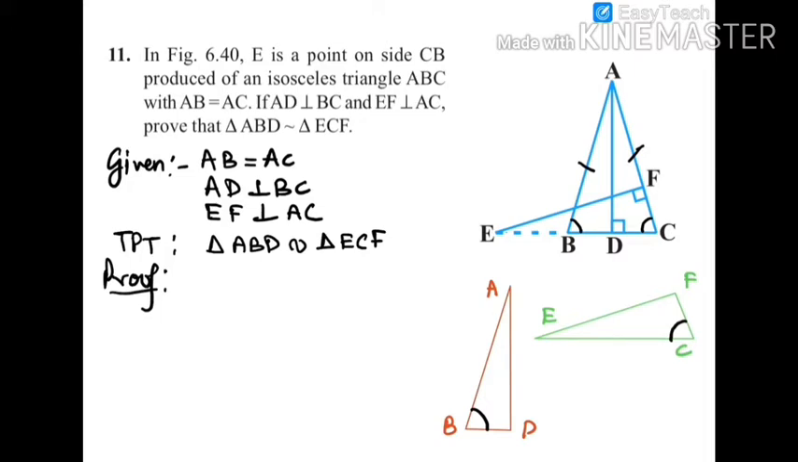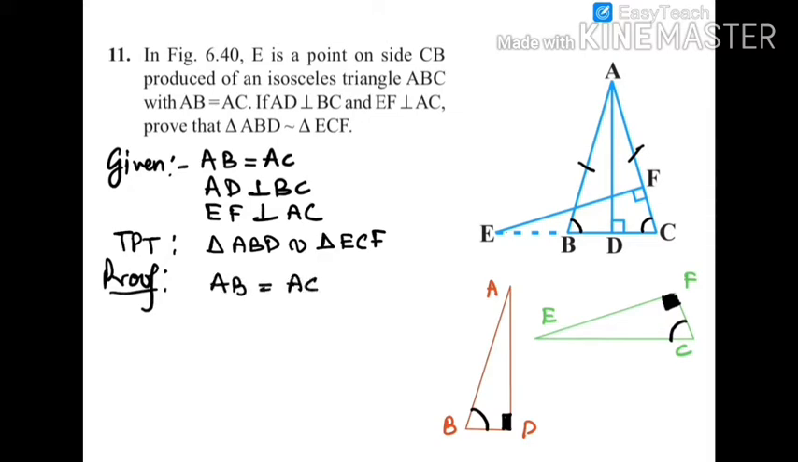Now AD is perpendicular to BC, so this angle is 90. Similarly, EF is perpendicular to AC, so EF is perpendicular to FC, so this angle is going to be 90. So now we have two corresponding angles equal in these two triangles, and so we can say that they are similar by angle.